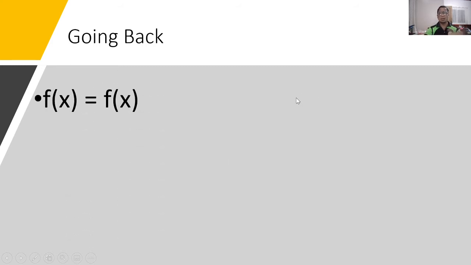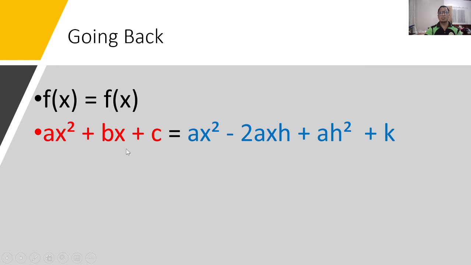Okay, so going back nung equal sila, ito kalalabasan natin. Ax squared plus bx plus c, standard form, and yung vertex form na naka-expand, ax squared minus 2axh plus ah squared plus k. Now, there's something that I want you to focus on. Kung equal yan, meron tayong quadratic term, linear term, at constant term.